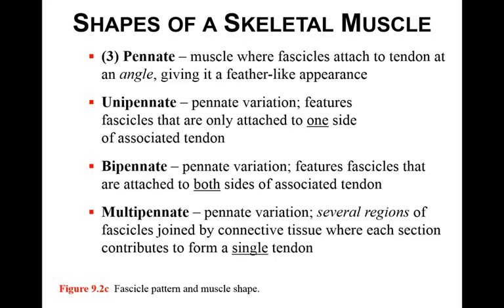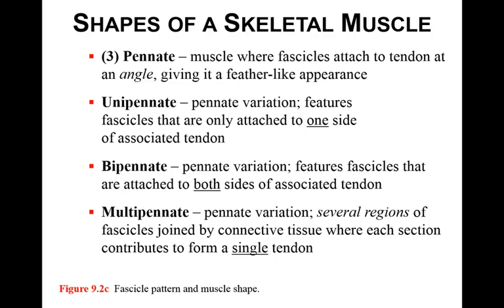Now, pennant is when the fascicles attach to a tendon at an angle, so they give kind of a feather-like appearance. Now, you have three variations. You have unipennant, bipennant, and multipennant. Unipennant is when the fascicles are only attached to one side of that tendon. Bipennant is when they're attached to both sides, and multipennant is when you have several regions of the fascicle that are joined at each section to form a single tendon.